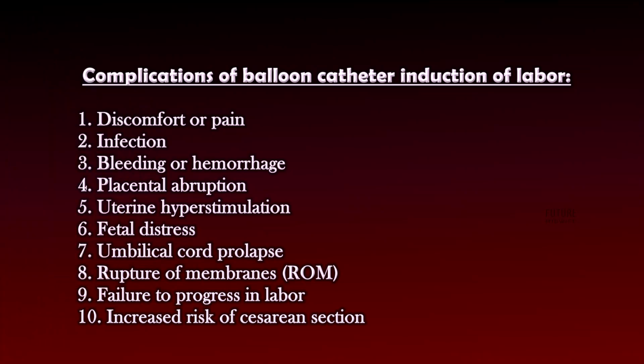At last, we reach the complications of balloon catheter induction of labor. These are discomfort or pain, infection, bleeding or hemorrhage, placental abruption, uterine hyperstimulation, fetal distress, umbilical cord prolapse, rupture of membrane, failure to progress in labor, and increased risk of cesarean section. Keep in mind that these complications can vary depending on individual circumstances and medical conditions.